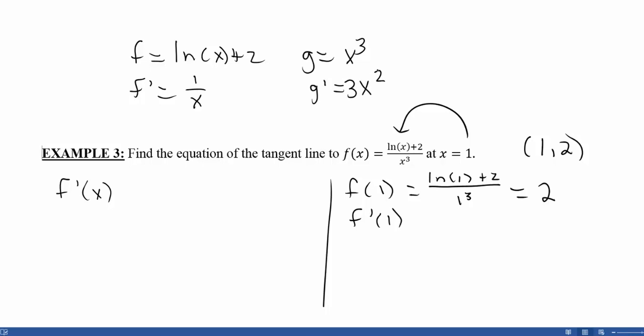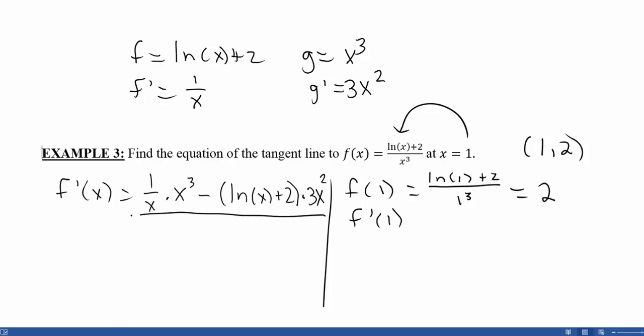So now again, I need to plug this into my quotient rule formula. So I'm going to do f prime times g, so 1 over x times x cubed, minus f times g prime, so the natural log of x plus 2 times 3x squared, all divided by g squared.